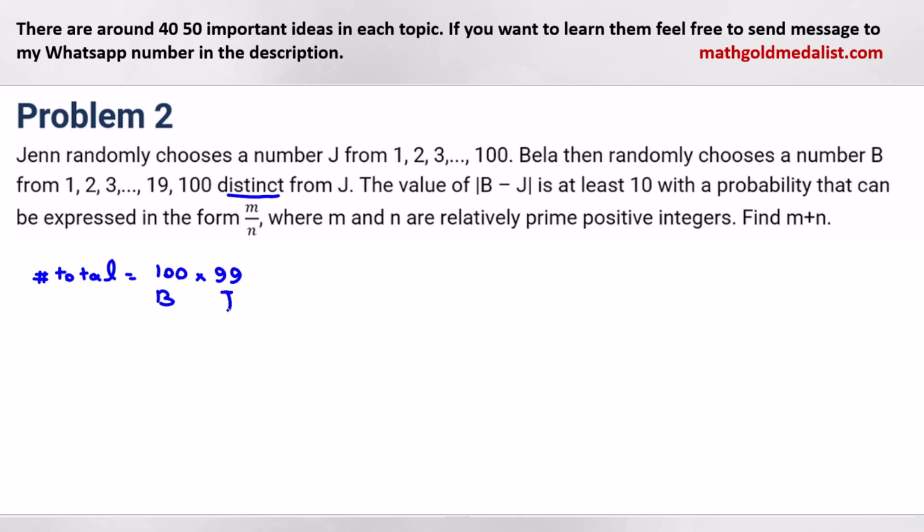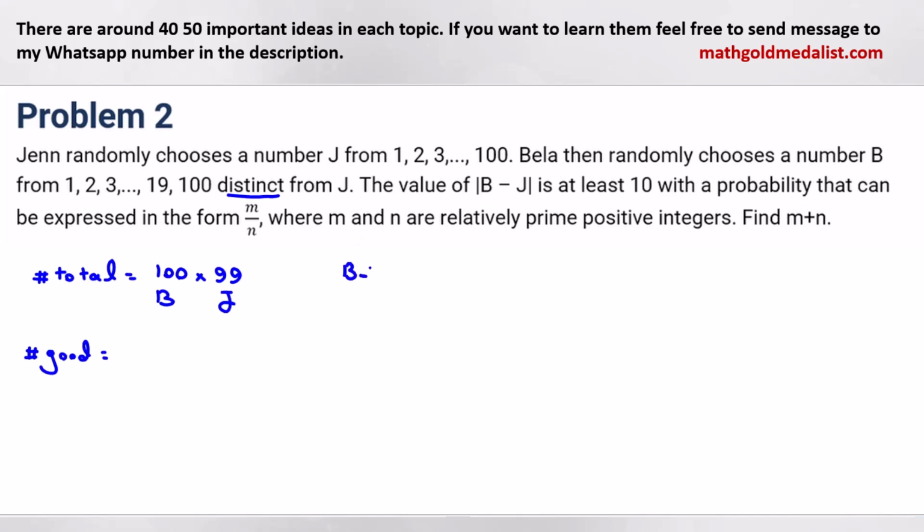Okay, so that is for J. We don't multiply because at the end we want to calculate probability and we should divide. When you want to divide at the end, you don't need to calculate completely. Now we want to calculate the number of favorable cases, or good cases. Here it says absolute value of B minus J. Because J and B are both from 1 to 100, it's not important whether we select B first or J first. In both cases, the answer will be the same.